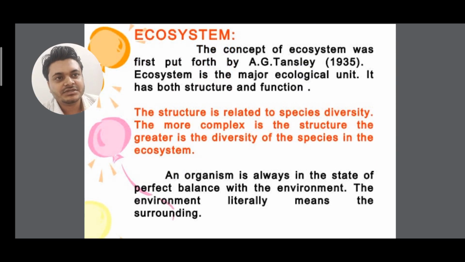Now what is an ecosystem? The concept of ecosystem was first put forth by A.G. Tansley in 1935. Ecosystem is the major ecological unit. It has both structure and function. The structure is related to species diversity. The more complex the structure, the greater the diversity of species in the ecosystem. The organism is always in a state of perfect balance with the environment, and environment literally means surrounding.